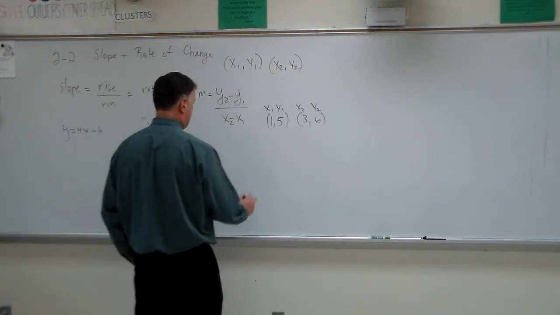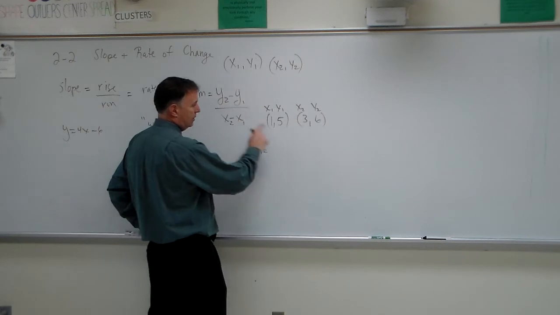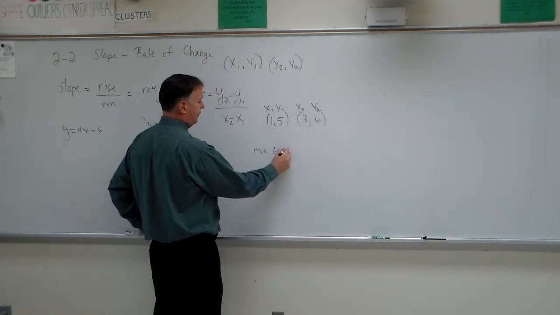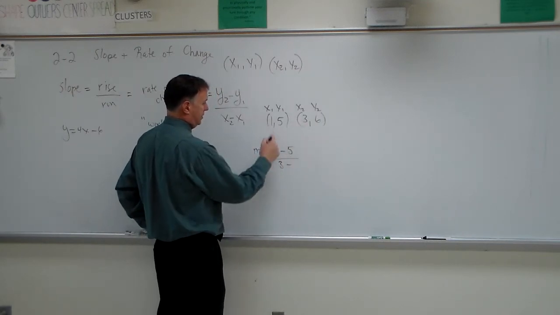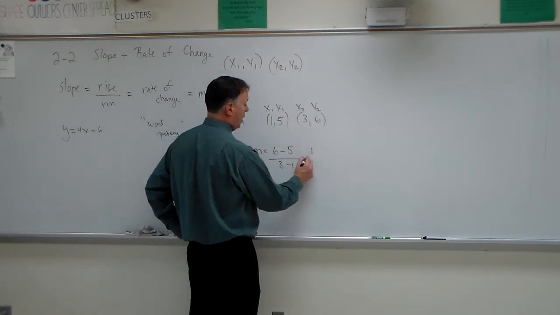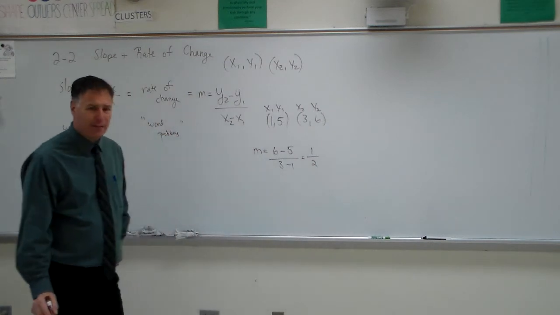Now you just plug it into the formula. So the formula says m equals y2, well, that's 6, minus y1, that's 5, over x2, which is 3, minus x1, which is 1. 6 minus 5 is 1. 3 minus 1 is 2. My slope is a half.